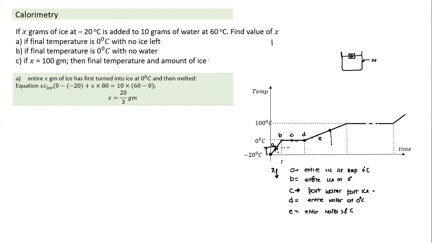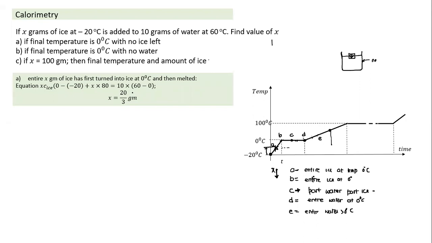So how do I write the equation here? The entire x of ice is first heated, so the heat gained by ice goes from this step to this step, then from this step to this step. The equation will be x into the specific heat capacity of ice into the change in temperature, from minus 20 to 0. I could have written directly 20, because we started from minus 20. So x into specific heat of ice into 20, plus x into 80. Thus that is the amount of heat it has gained, and the heat lost by water is at 60 degrees.